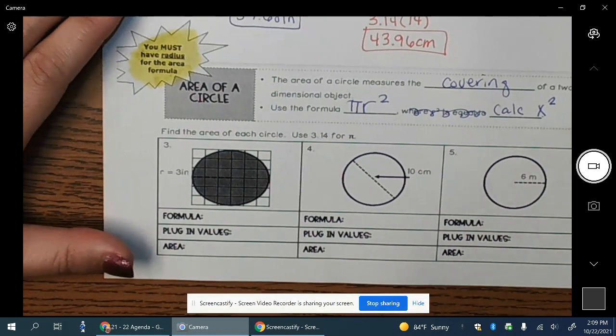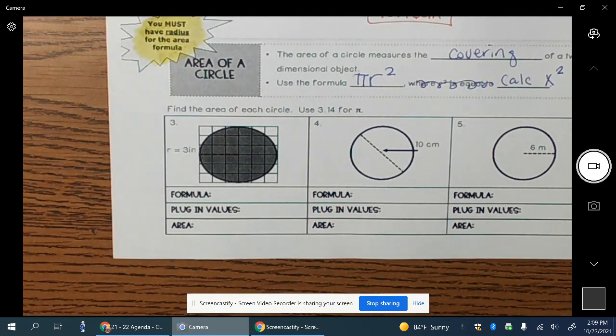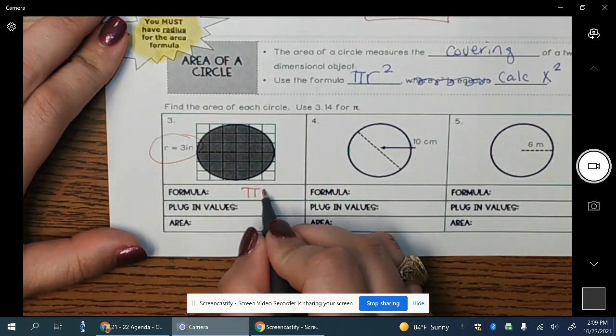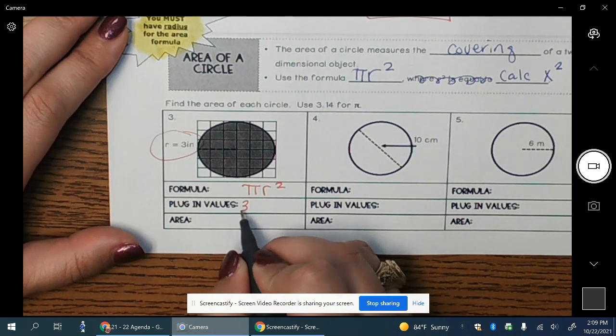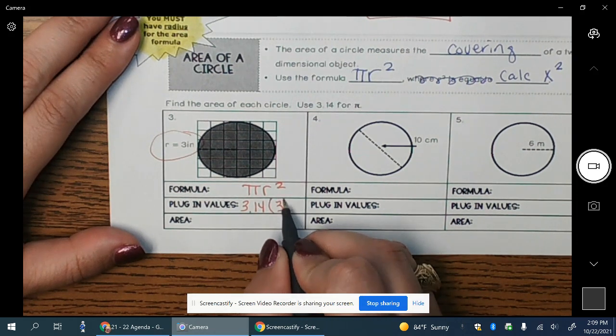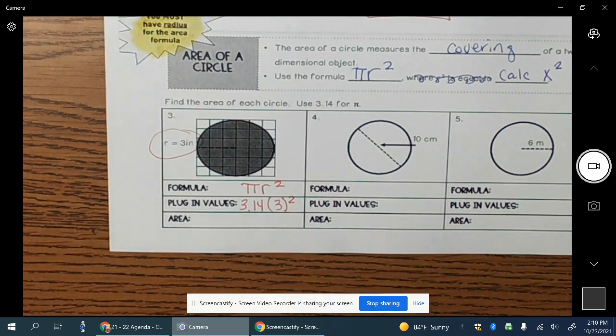So, number 1, the first thing you always want to do, radius or diameter. Number 3, what does it give you? Radius. That is what I need it to give. Formula, pi r squared. Pi is? 3.14. Radius is? 3. And it's not 3 times 2, it's 3 squared.